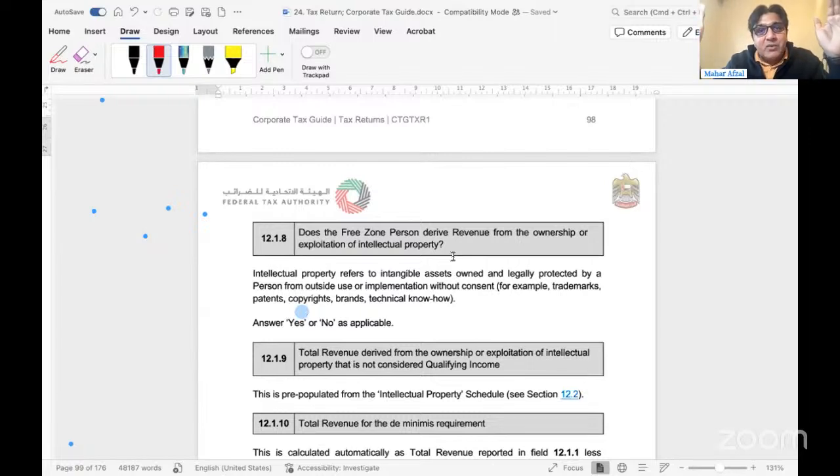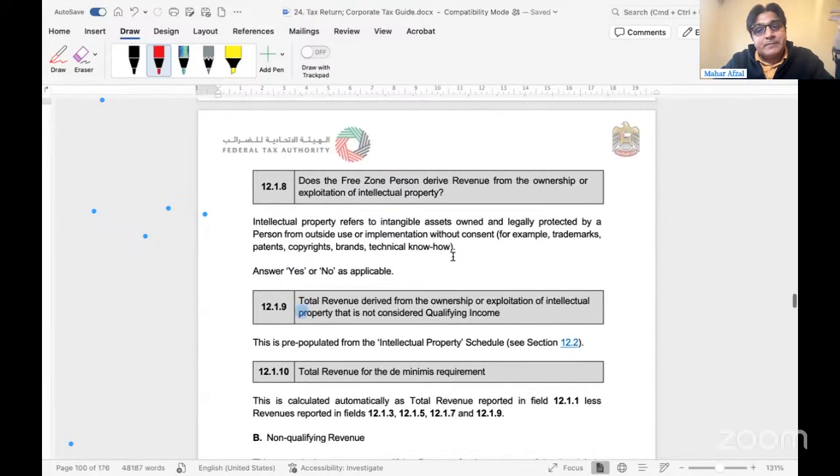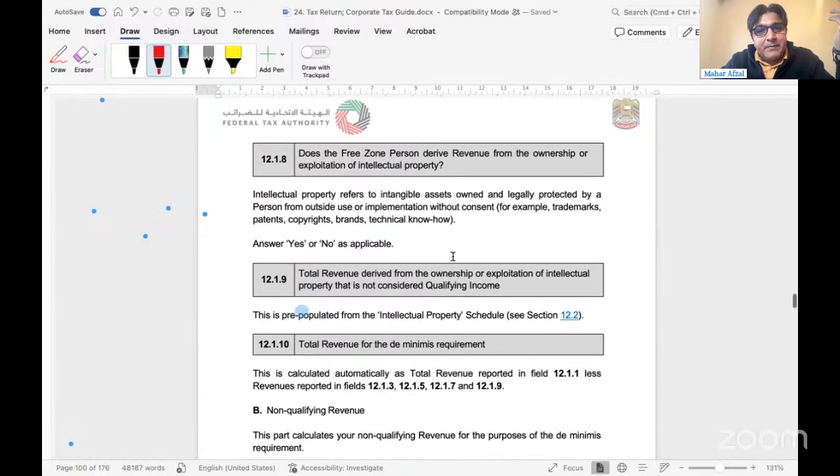Now, they want the system to establish how much is the qualifying income and how much is the non-qualifying income. Non-qualifying income will be straightforward, subject to tax at 9%. Qualifying income, subject to tax at 0%. So this is the question related to the intellectual property. Does the free zone person derive revenue from the ownership or exploitation of intellectual property?